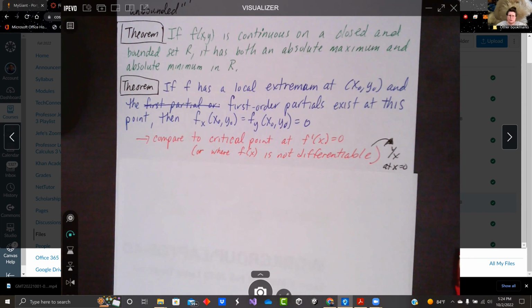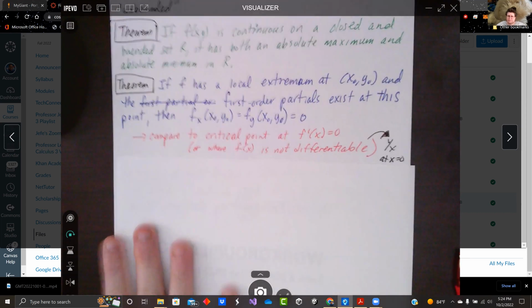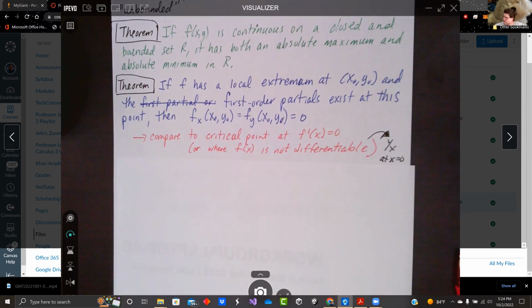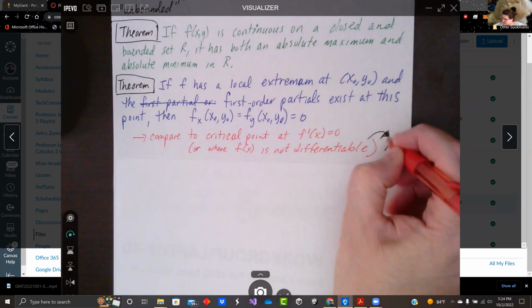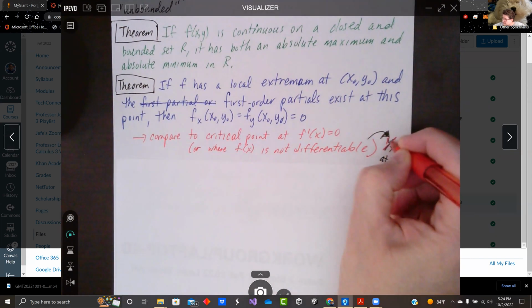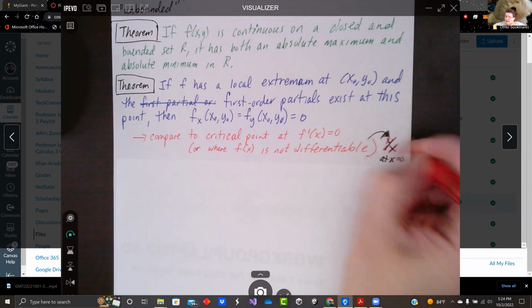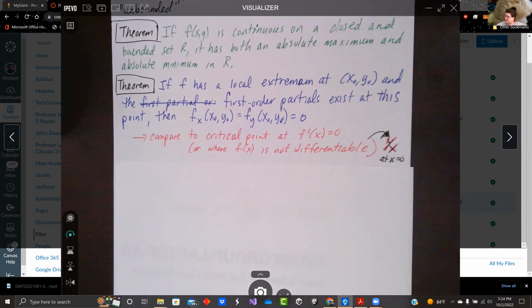Critical points were also where f of x was not differentiable. So like the function 1 over x is not differentiable at x equals 0. It's a critical value to take a look at what's going on.